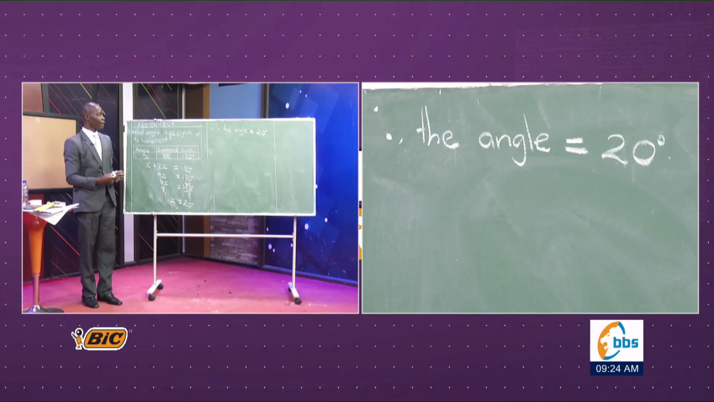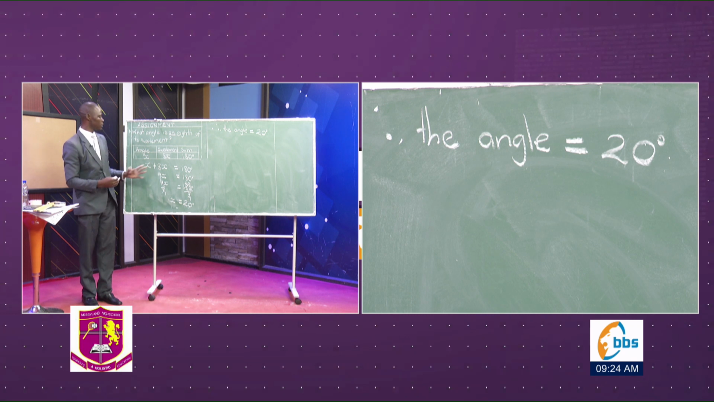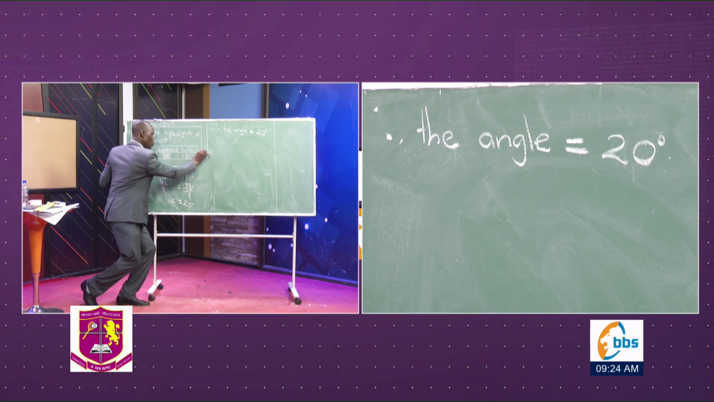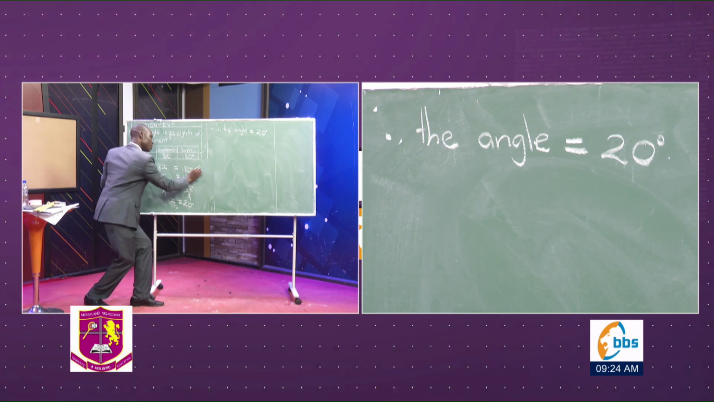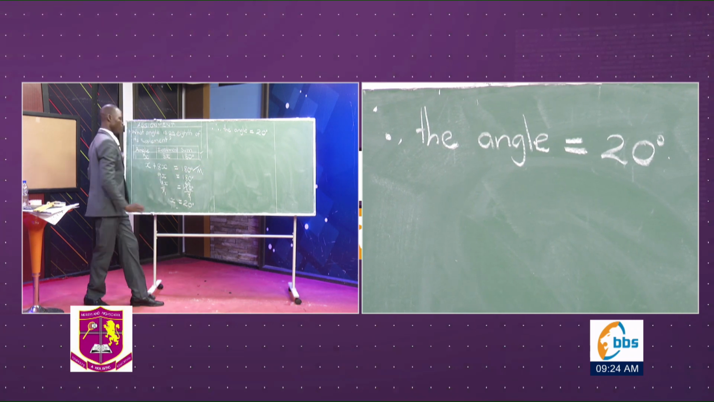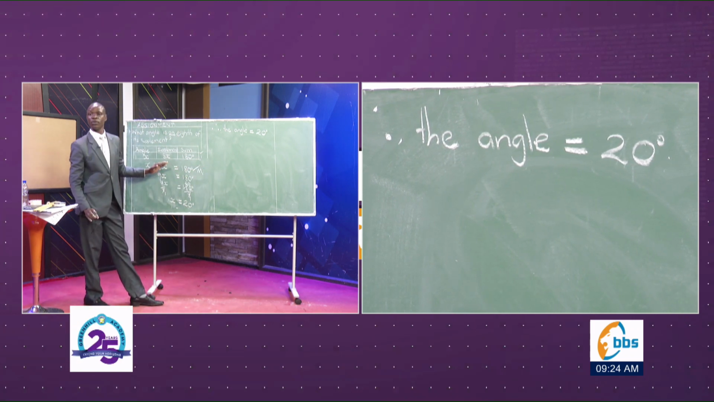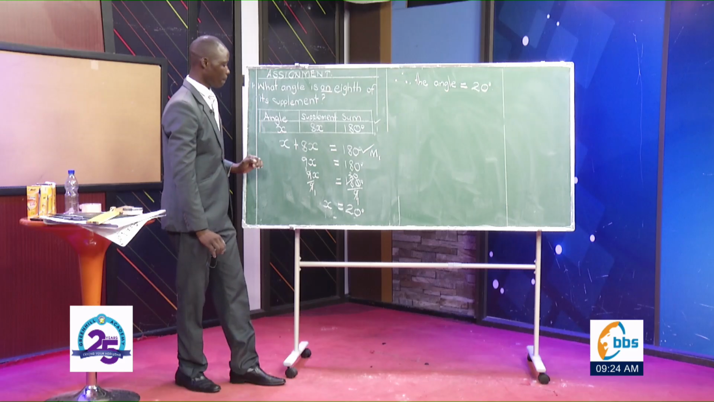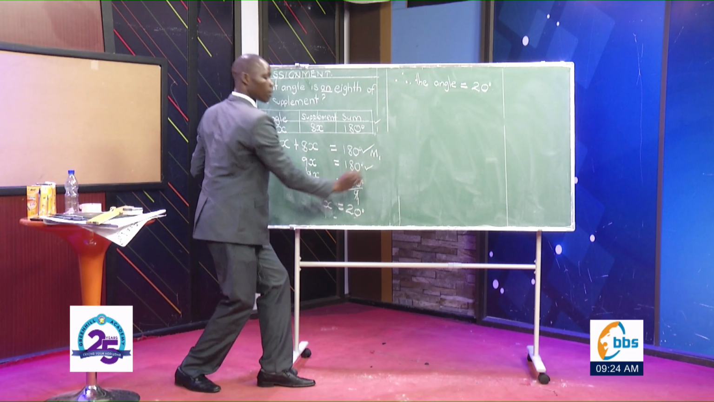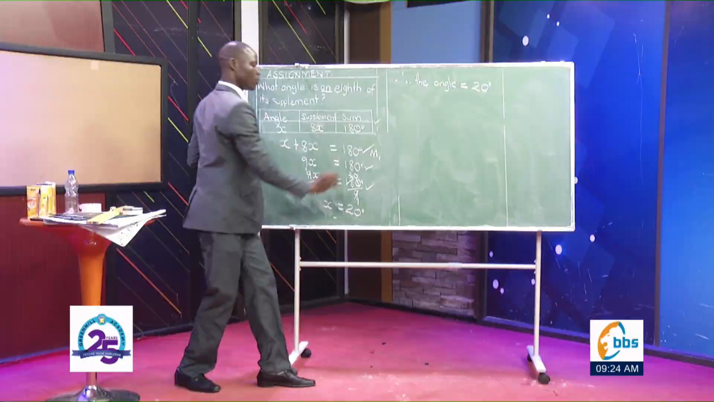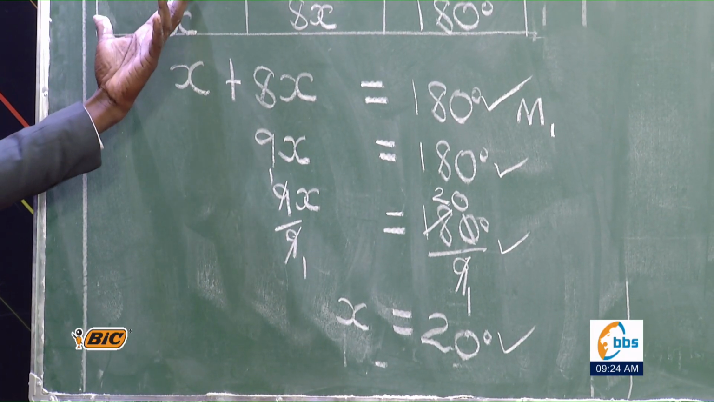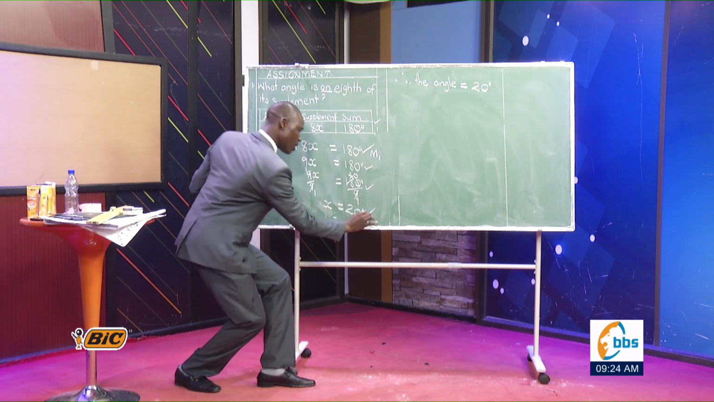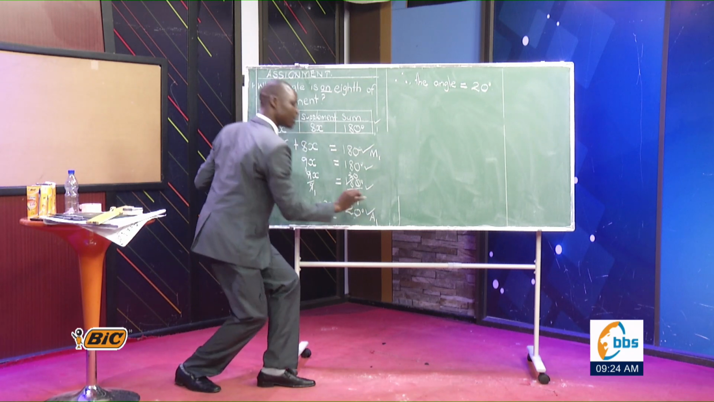Probably, you may have used this one. If you used this one, that is very good. You get your method mark 1 for the correct formation of the equation. Then here, you are awarded for that step. Since you said let the angle be x, we already know the angle. You can be awarded an accuracy mark at that point.